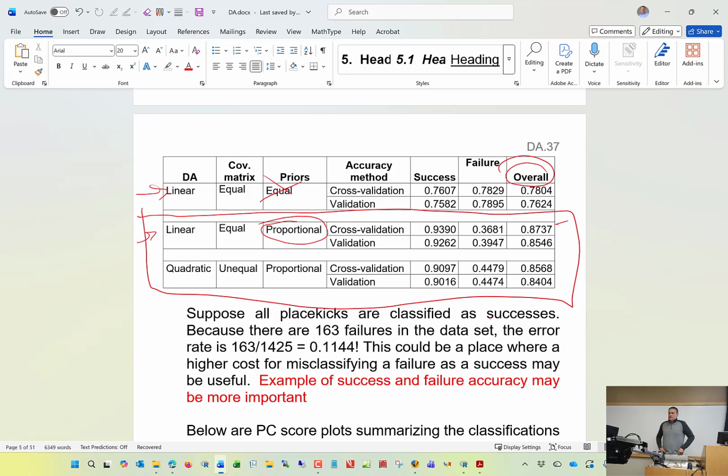So, in the real world, if I had to make a choice between these methods, I would really look at that success and that failure accuracy values. And if I was really concerned about making sure I can predict when a failure is going to happen, I would choose QDA because it has a higher accuracy value. That's how I would go about doing this.